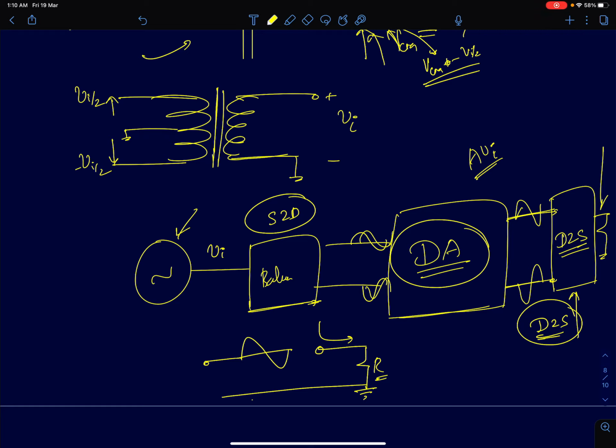Whenever I say differential signal, it's usually two signals with the same common mode but exactly 180 degrees out of phase. So these two signals are called differential signals. The converter will take a differential signal as an input and generate a single-ended output, and that output can then be fed to the load resistance. And the ground of the differential to single-ended converter will be the same as the ground of the load.